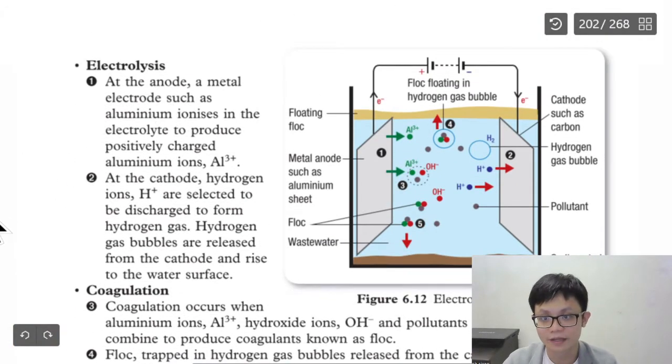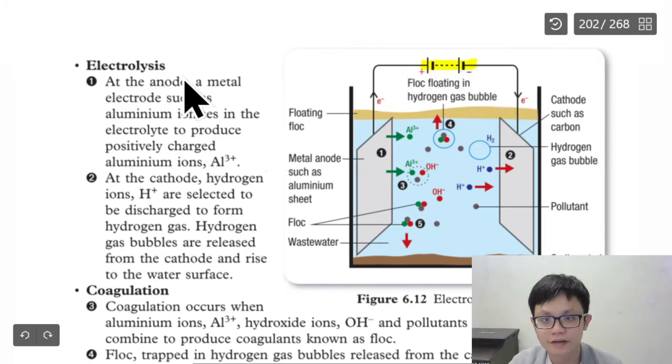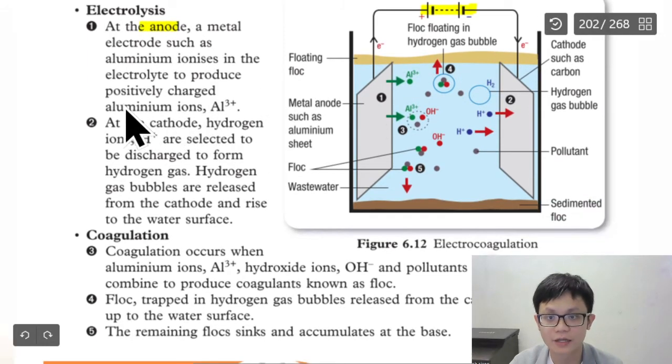So we can see from here, first you set it up like this. You need to put the battery first. Okay, so at the anode, it will produce aluminum ion, Al3+, and at the cathode, it will produce hydrogen. So this is the electrolysis that is happening. At the anode, it produces aluminum ion, and at the cathode, it produces hydrogen.